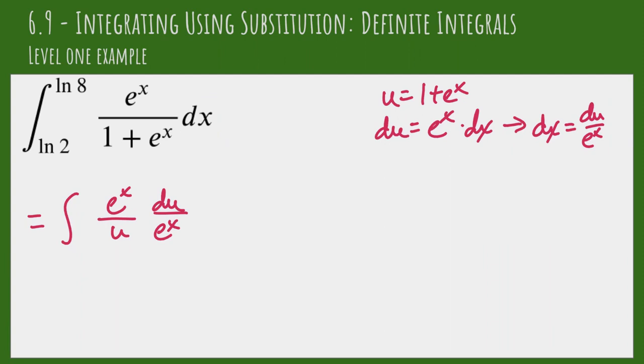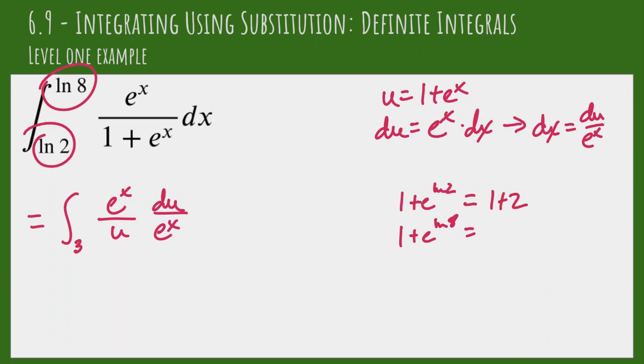And then since I changed the dx to du, these limits need to change. Those are x values. If we plug those in for x, then the natural log of 2, let's do that one first. So if we plug natural log of 2 in here for x, we have 1 plus e to the natural log of 2. Remember, the exponential function and the natural log function are inverses of each other, so that's just going to be 2. So that's going to be 1 plus 2, which is 3. And then our upper limit is going to be 1 plus e to the natural log of 8, which is 1 plus 8, or 9.